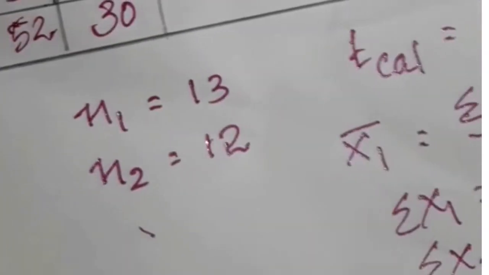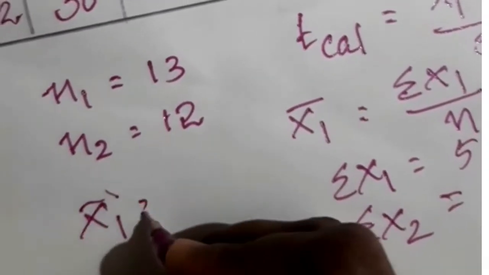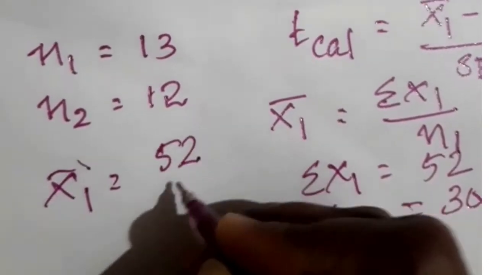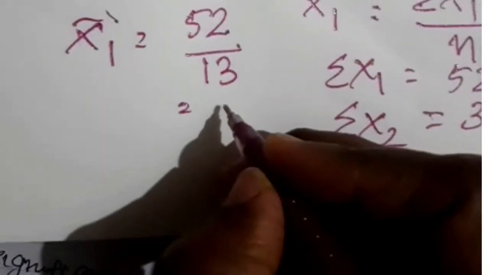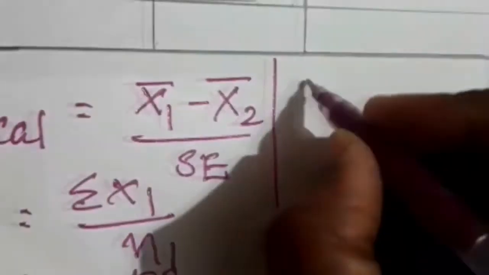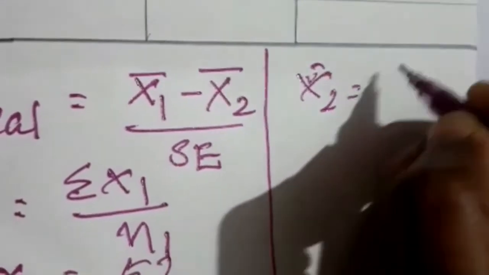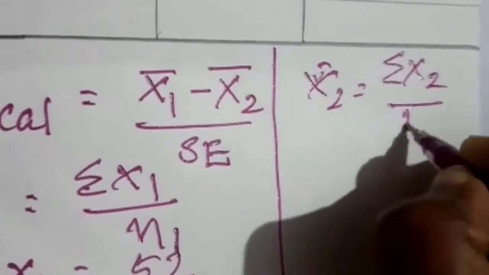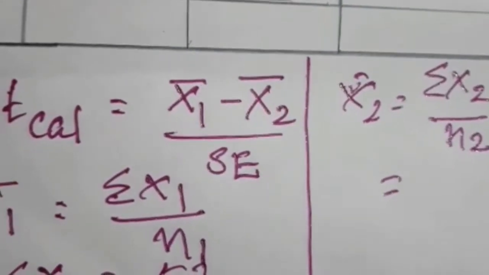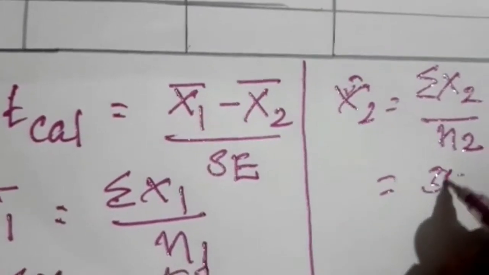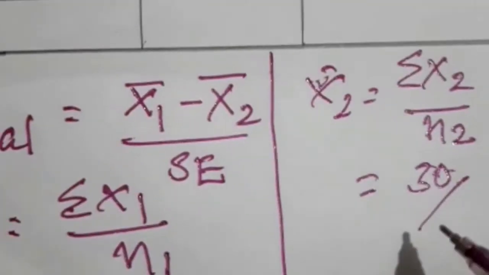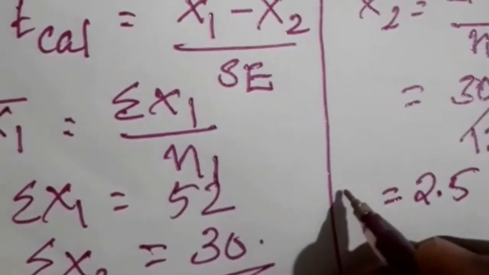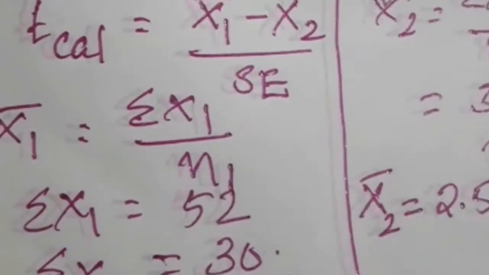Okay, so from this we can calculate x1 bar is equal to 52 divided by n1, which is 13. So 52 divided by 13, it will be 4. Then x2 bar is equal to sigma x2 divided by n2. So here sigma x2, that is 30, divided by n2, which is 12. So it is 30 divided by 12, which is 2.5, that is x2 bar is equal to 2.5.